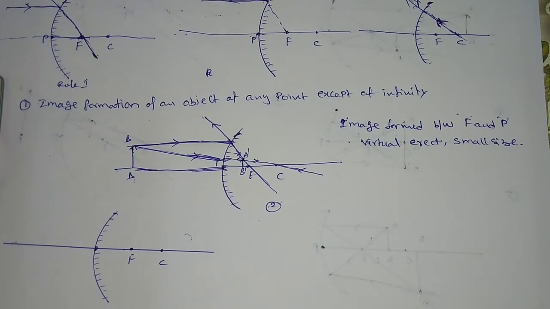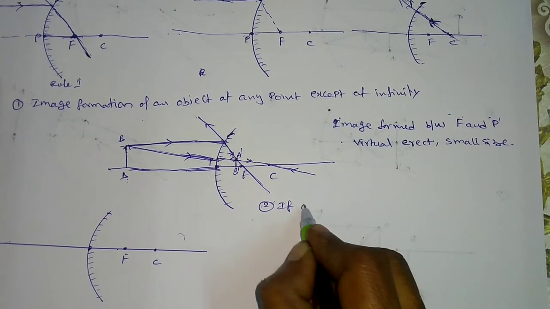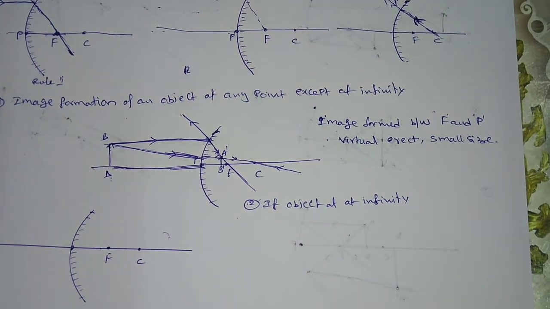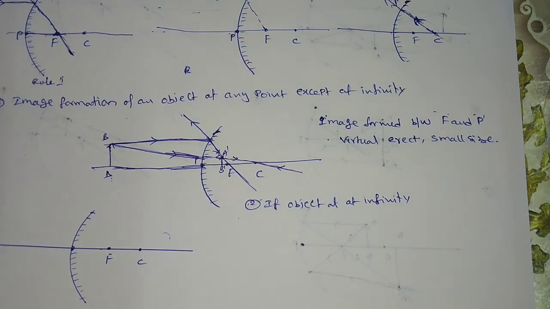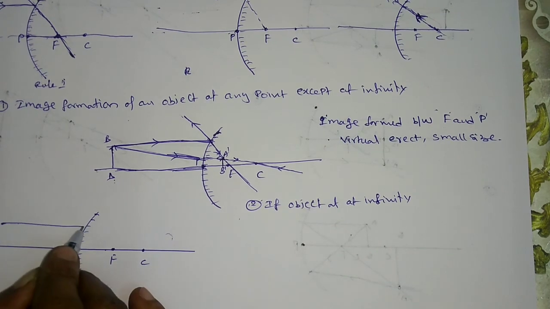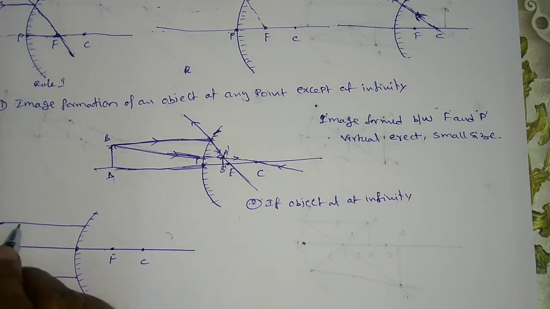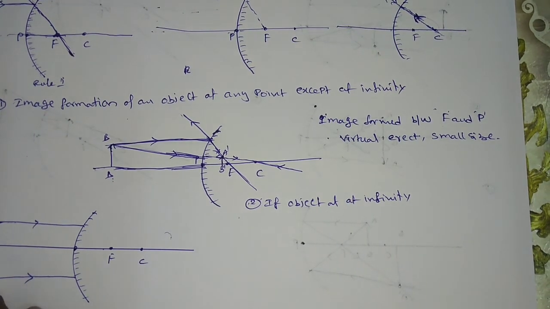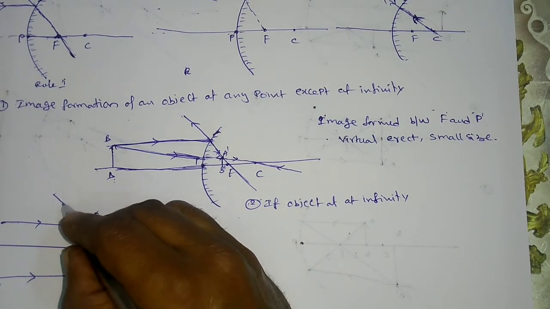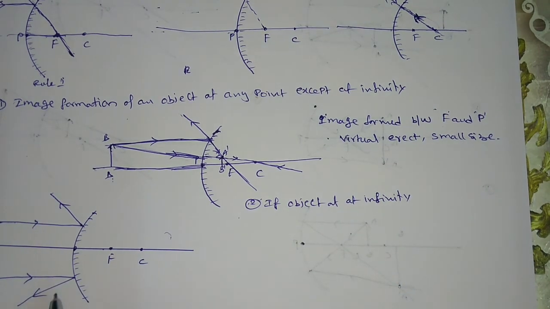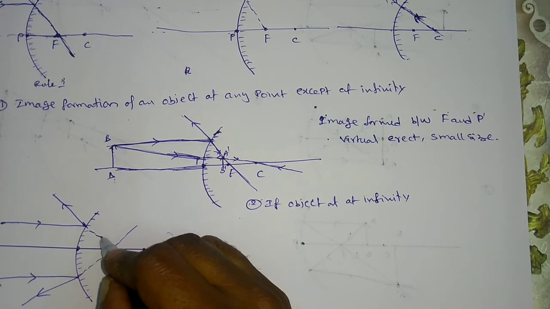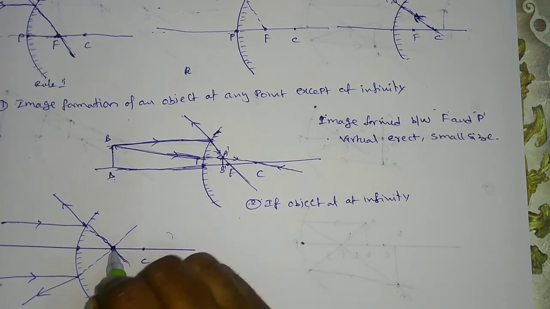Next, in the second case, if the object is at infinity, as you know, infinite rays are parallel rays. For this, I am considering two incident rays which are parallel to the principal axis. Whenever parallel rays fall on the convex mirror, they will be diverged, in this direction and in this direction. If you extend these diverging rays, passing through the focus point like this, they meet at this point only.